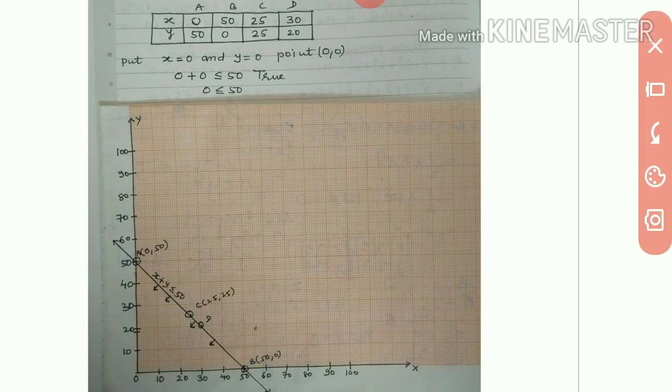This line divides the graph in two parts. One part is this, the second part is this, and look here, you will take the region where the point 0, 0 lies. So where does the point 0, 0 lie? Below the line. So you will mark the arrow on this side, toward 0, 0, because 0, 0 satisfies the inequality.